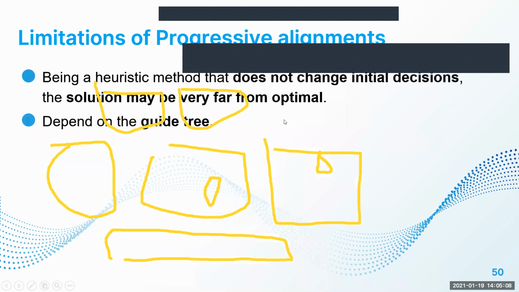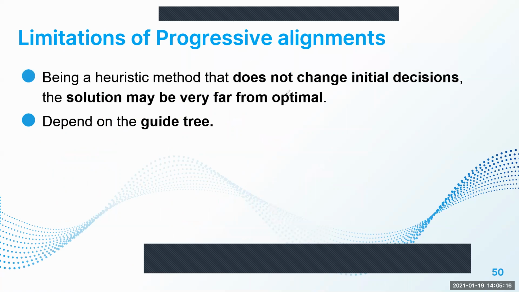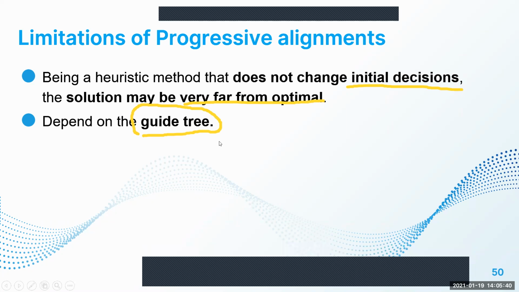These are the limitations of this one. As I said before, initial decisions will affect the whole alignment, so that will be very far from the optimal solution. Then this depends on the guide tree, right? You keep adding these sequences based on this guide tree. That's another drawback. So I'll give an example.